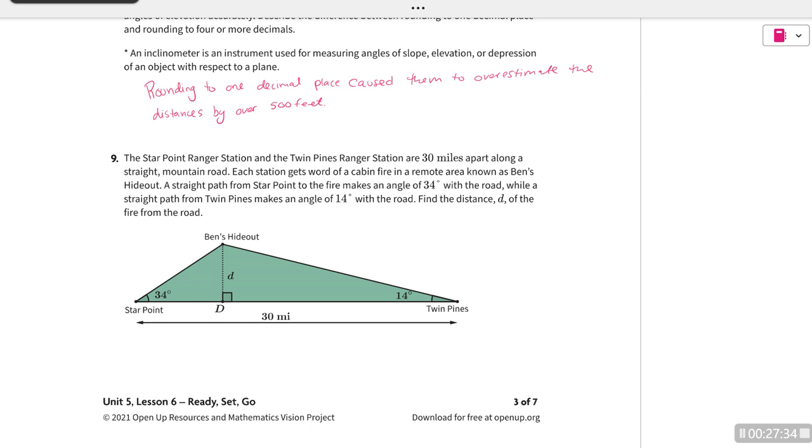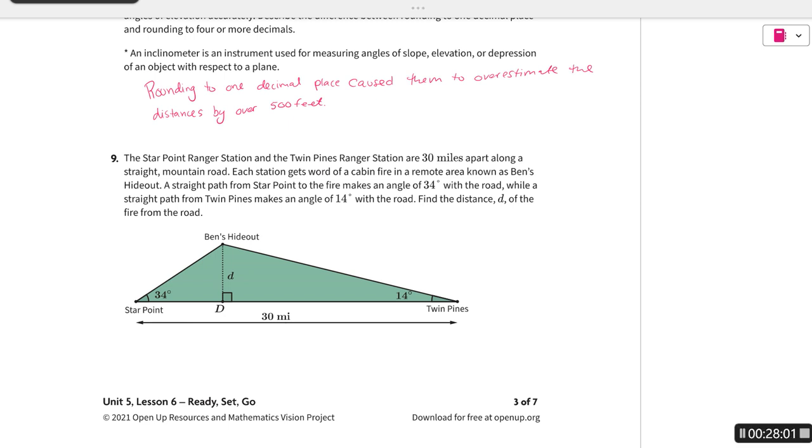A straight path from the Star Point to the fire makes an angle of 34 degrees with the road, so we see that angle labeled, while a straight path from the Twin Pines makes an angle of 14 degrees with the road, so we see that angle. And it wants us to find the distance d of the fire from the road, so it wants us to find this height. Okay, so there's a few ways we can go about this one.